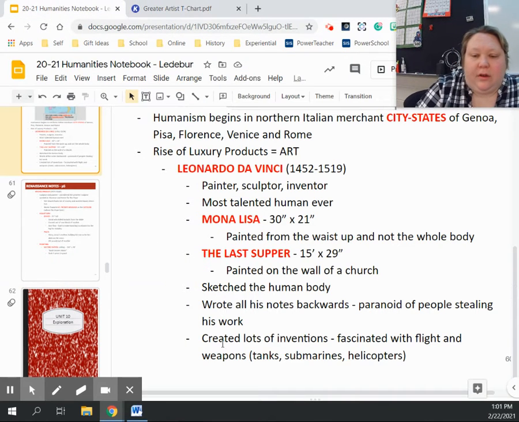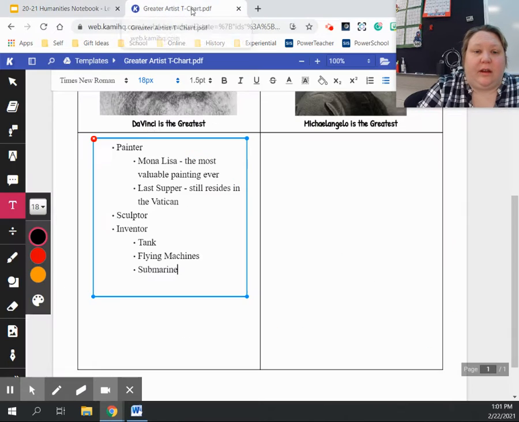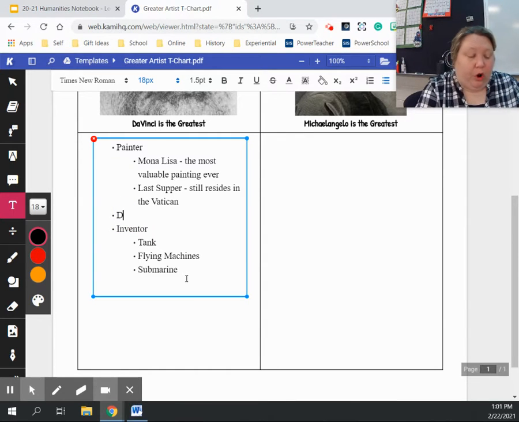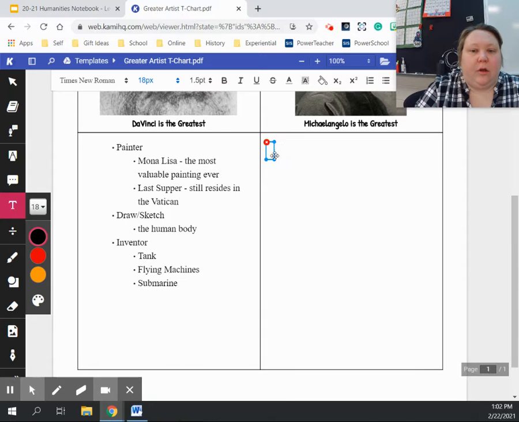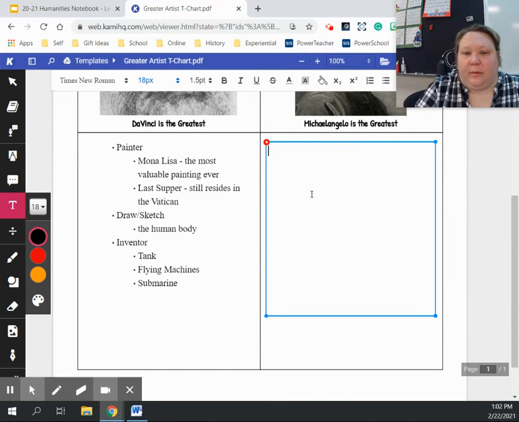And I don't necessarily know that we talked a whole lot about his sculpture, but we do know that he sketched things. So maybe I'll change this to sketch or draw. We know that he sketched the human body. So those are kind of the things that we know for sure about Da Vinci that would go on this side.